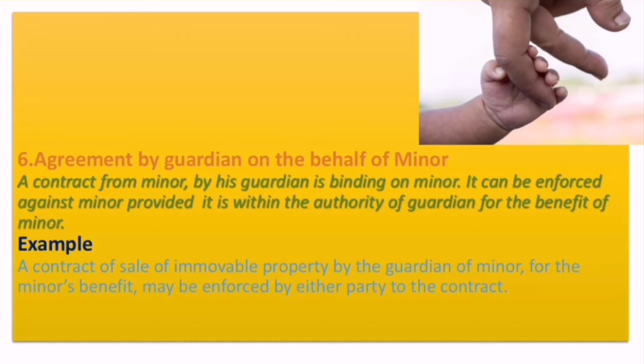Example, a contract of sale of immovable property by the guardian of a minor for the minor's benefit may be enforced by either party to the contract. So any agreement made by the guardian on the behalf of the minor under the authority of guardianship, that agreement of the guardian is enforceable and will be binding on the minor.